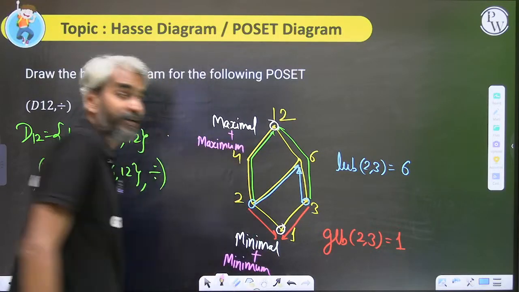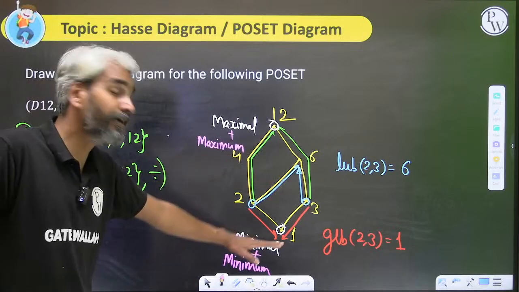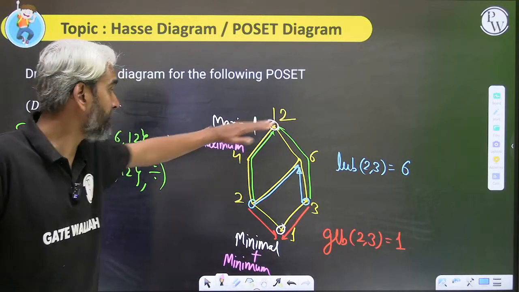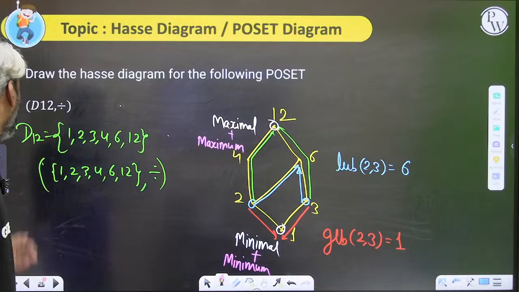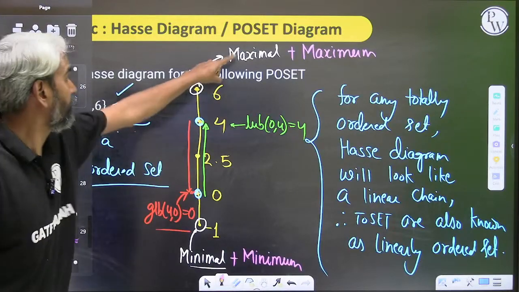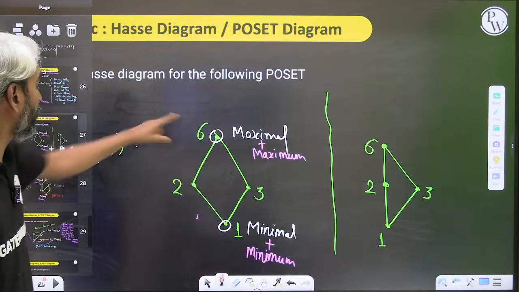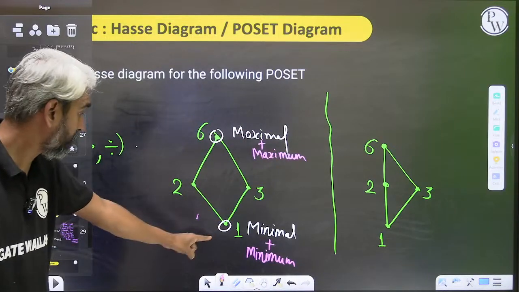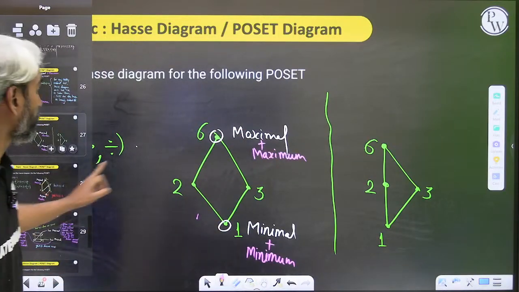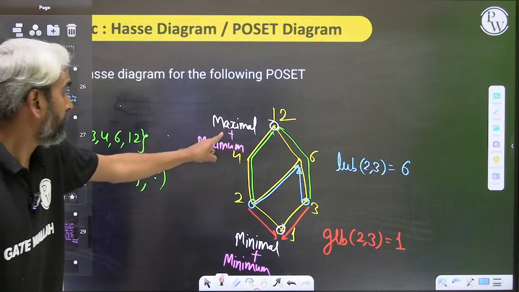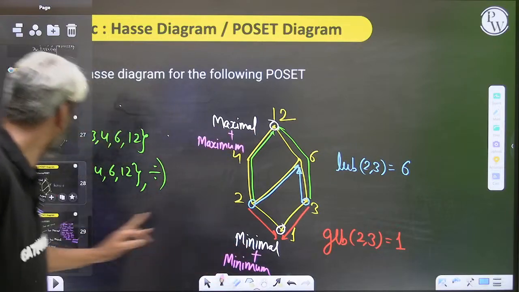So please try to understand. If there is a unique minimal, then it will also be minimum. If there is a unique maximal, it will also be maximum. Sir, unique maximal, so it is also maximum. Unique minimal, it is also minimum.